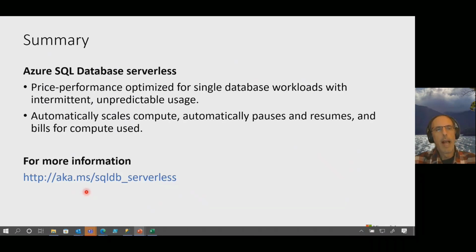So in summary, Azure SQL Database serverless is price and performance optimized for single database workloads with intermittent and unpredictable usage. It automatically scales compute and, at the discretion of the customer, can be configured to automatically pause and resume, and then bills just for the amount of compute used per second based on the workload demand of the application.